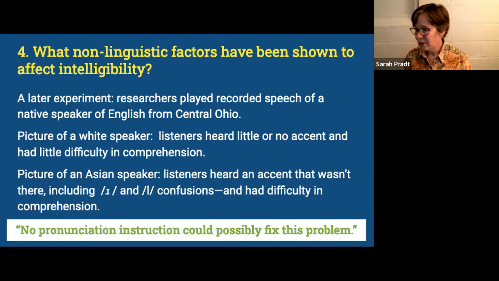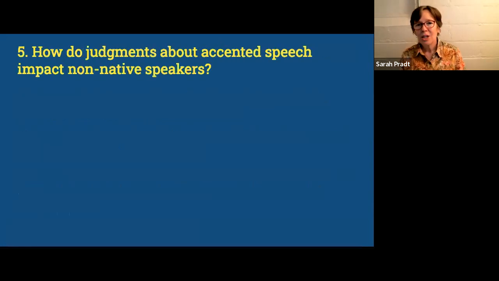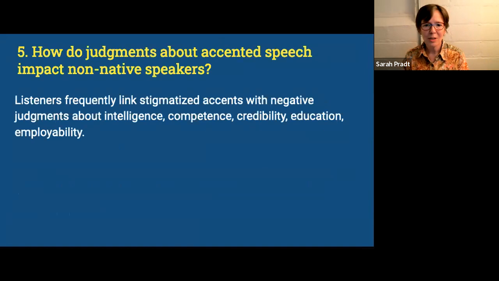And as two pronunciation experts said, no pronunciation instruction could possibly fix this problem, right? That's not where we should put our energy. We have to think about something else. I'm going to probably skip ahead a little bit. I think we all know what the judgments about accented speech do for non-native speakers. I mean, there are stigmatized accents and less stigmatized accents. Stigmatized accents, listeners will connect them with negative judgments about intelligence, competence, credibility, education, employability.